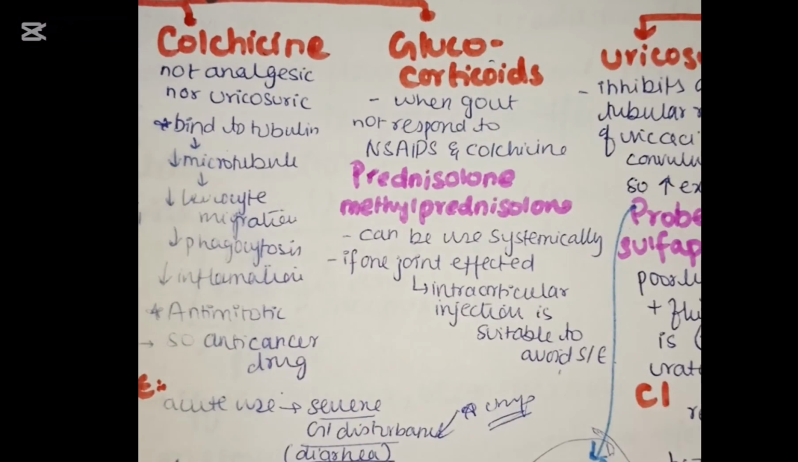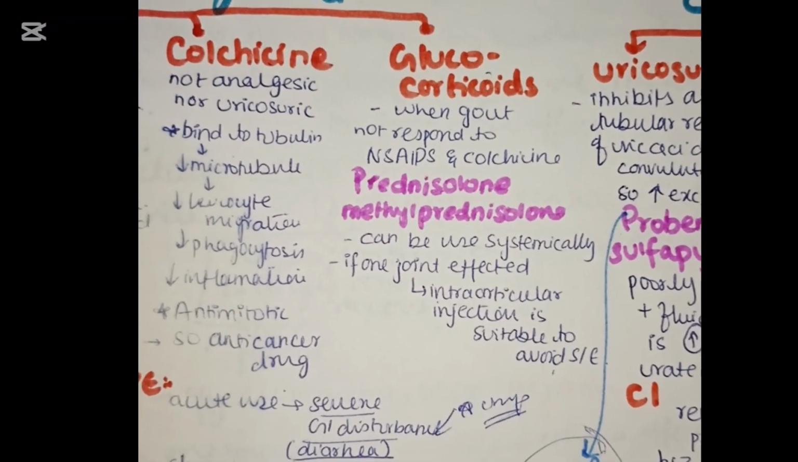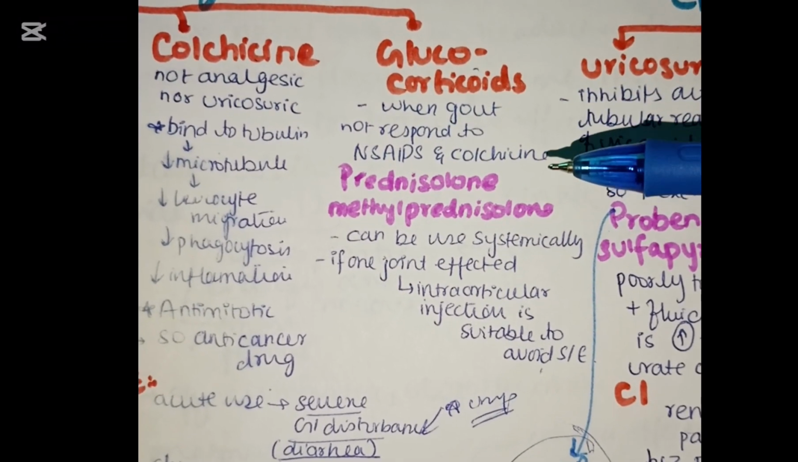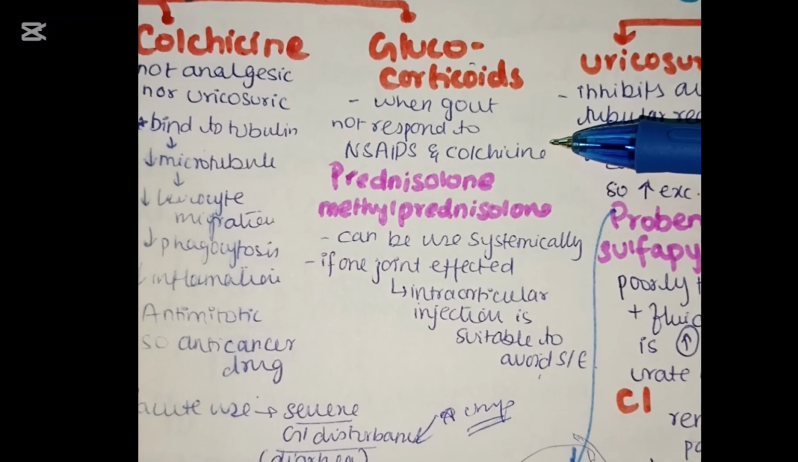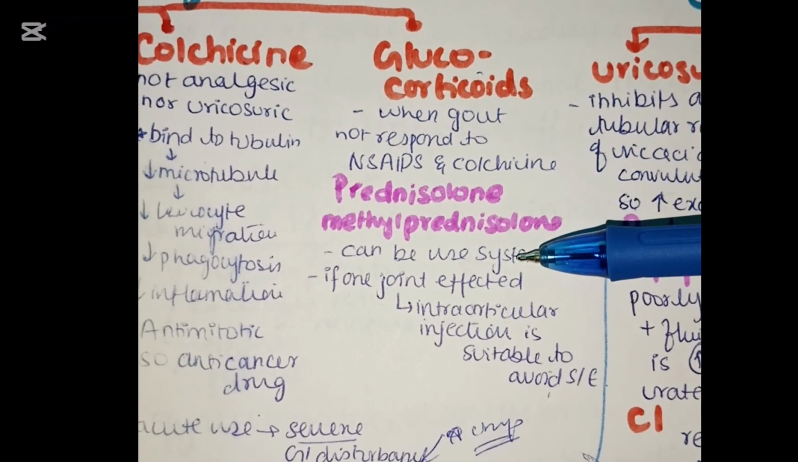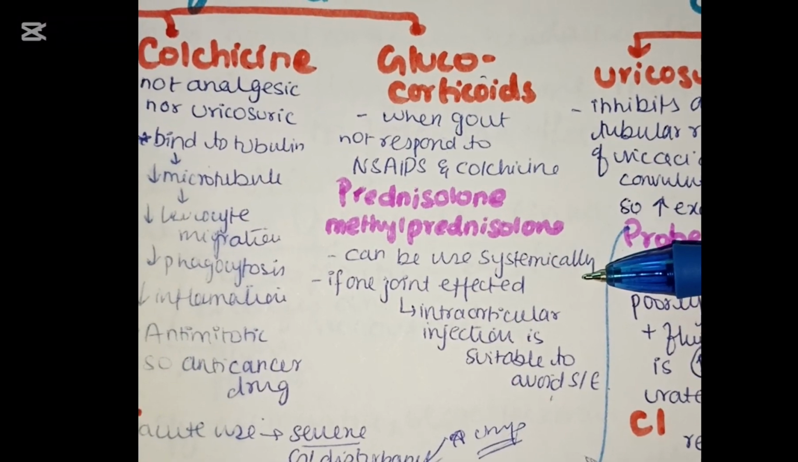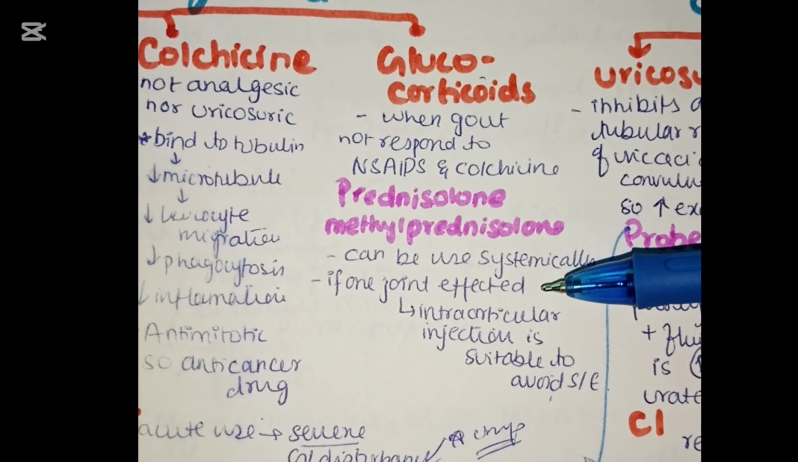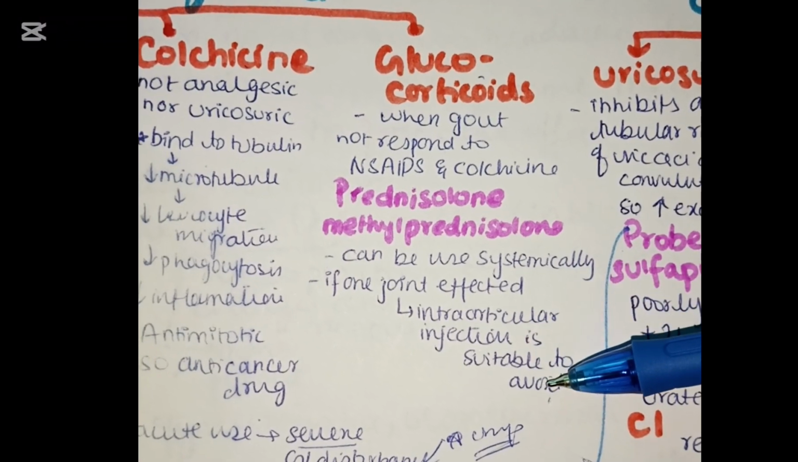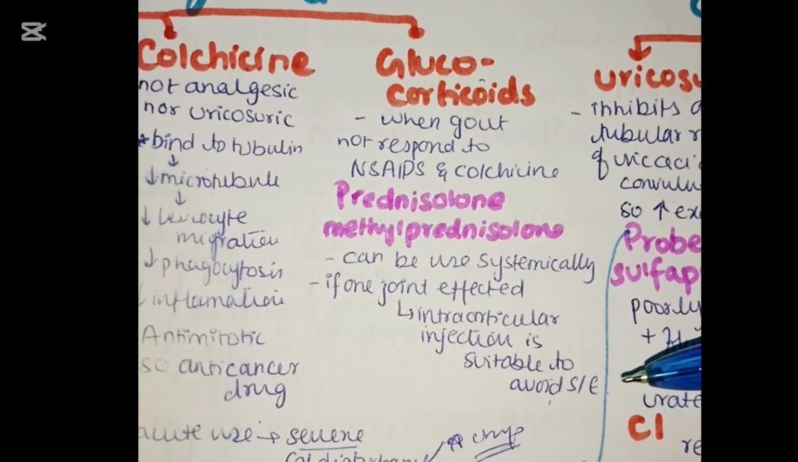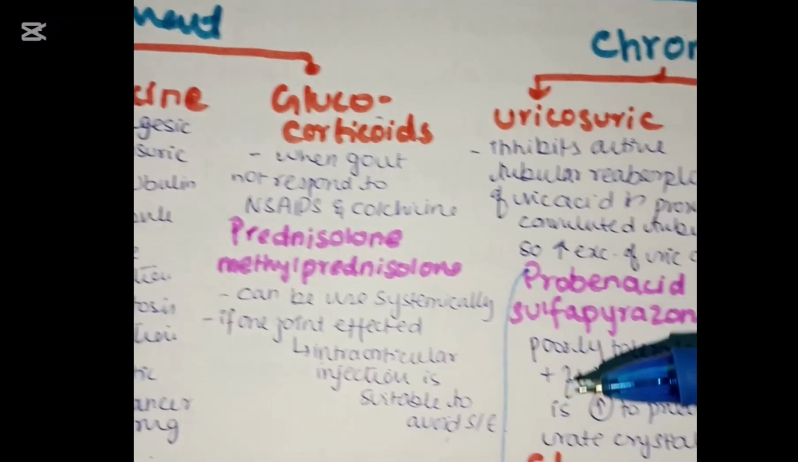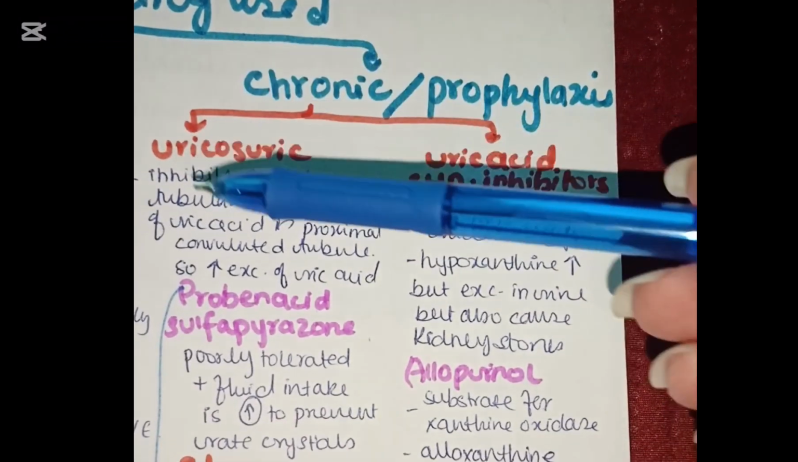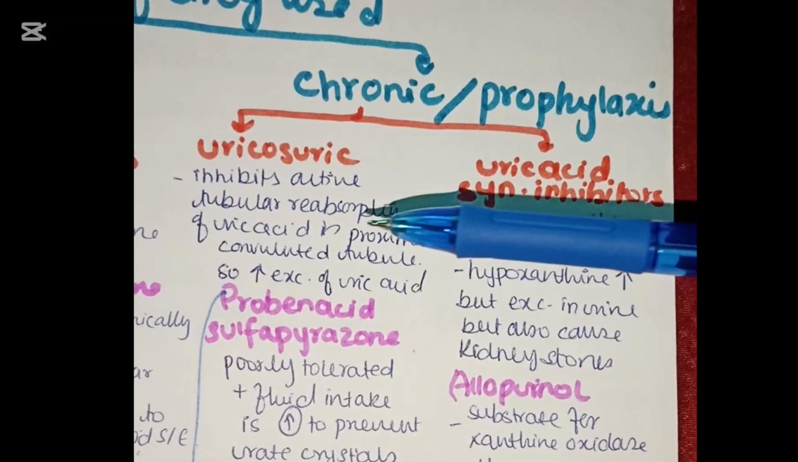Now come glucocorticoids. When gout does not respond to NSAIDs and colchicine, we use glucocorticoids. It includes prednisolone and methylprednisolone. It can be used systemically. If one joint is affected, then intra-articular injection of glucocorticoids is given to avoid side effects. Now we will discuss the drugs used in chronic management and prophylaxis of gout.